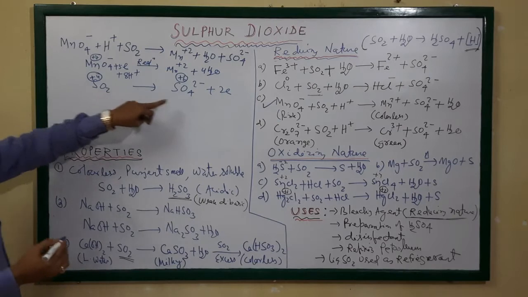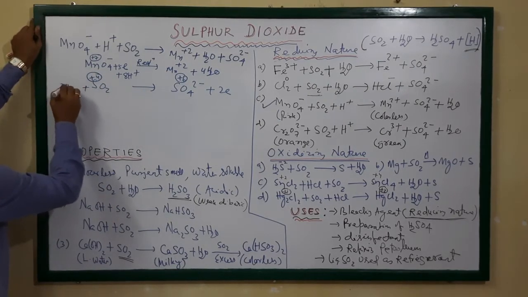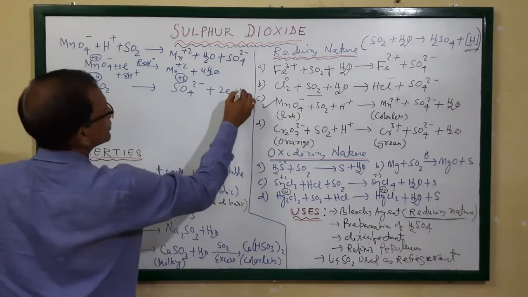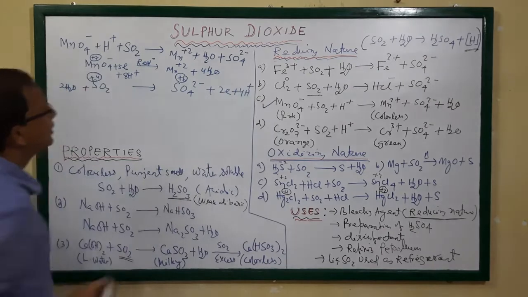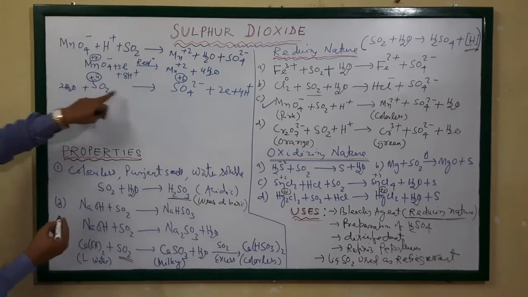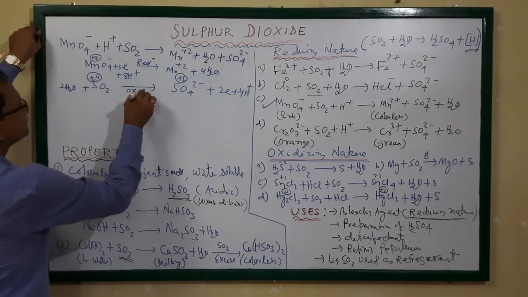Now there are 2 oxygen on one side and 4 oxygen on the other, so you add 2 water here. Now there are 4 hydrogen, so you add 4H plus. So now it is balanced. The first equation is reduction, and the second equation is oxidation.